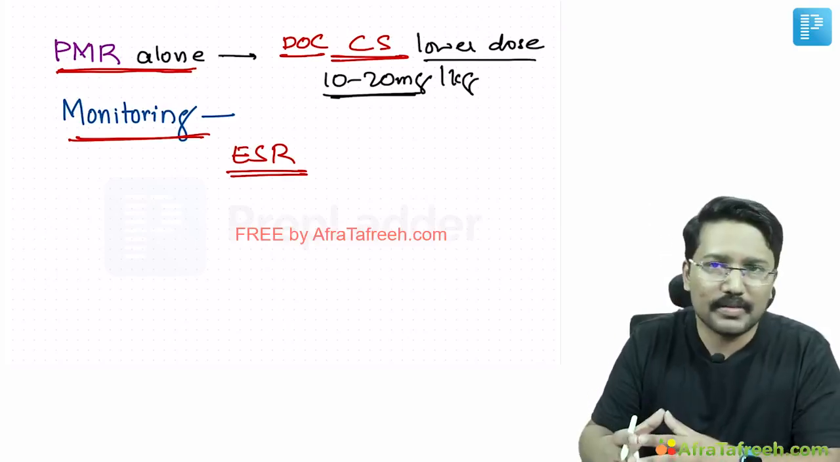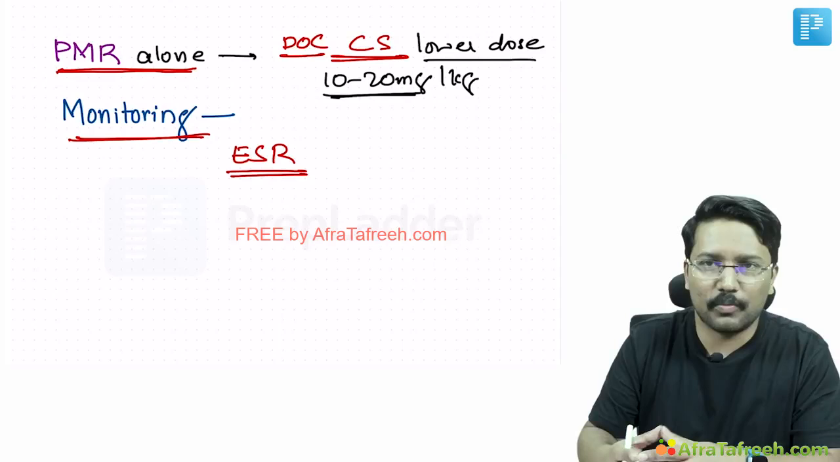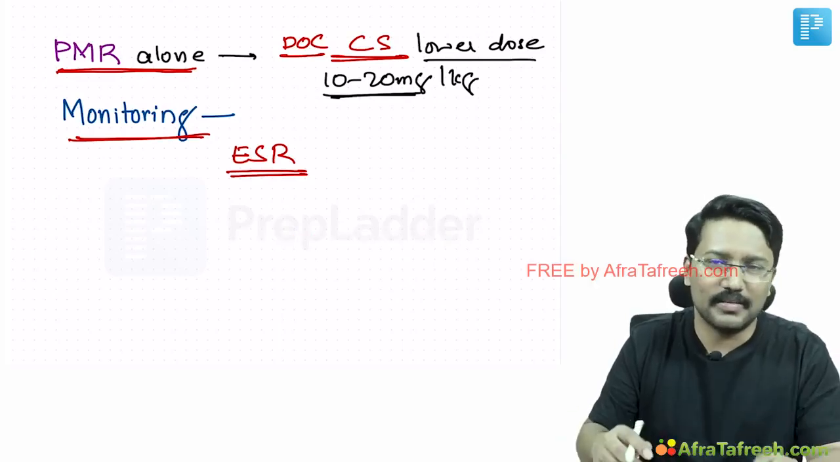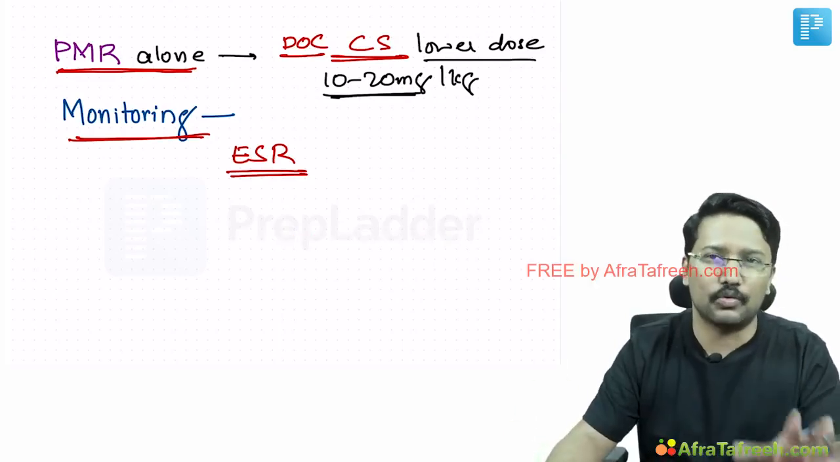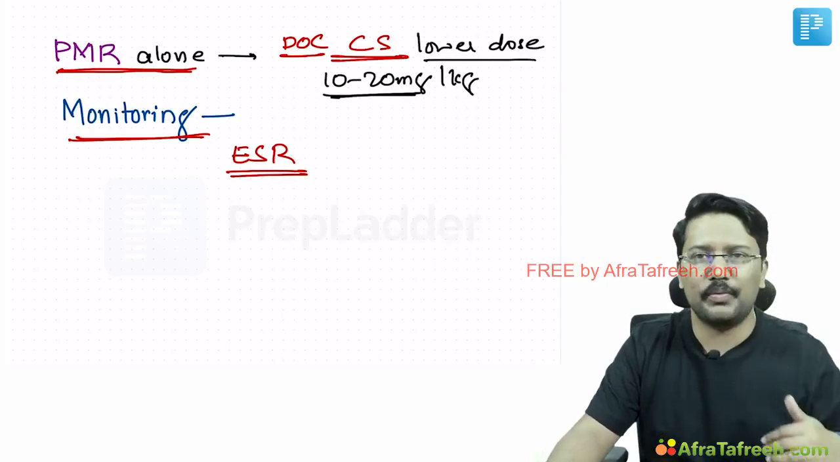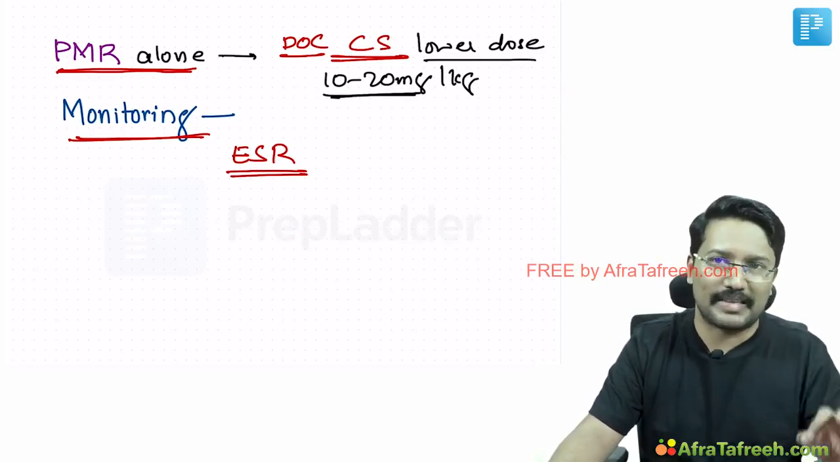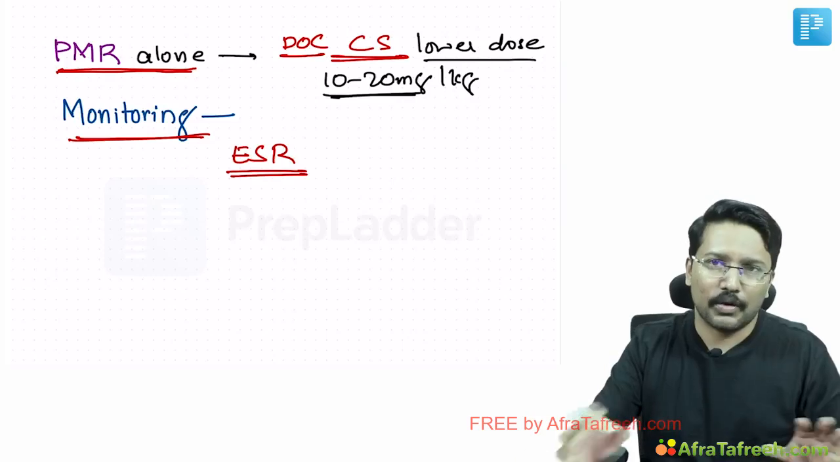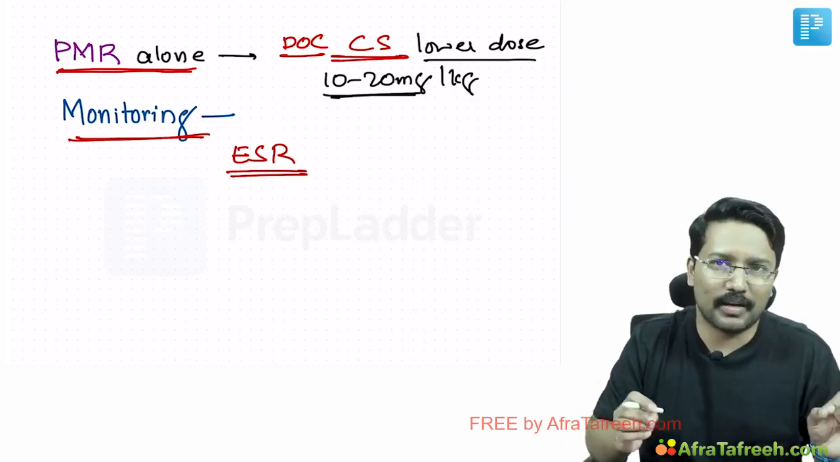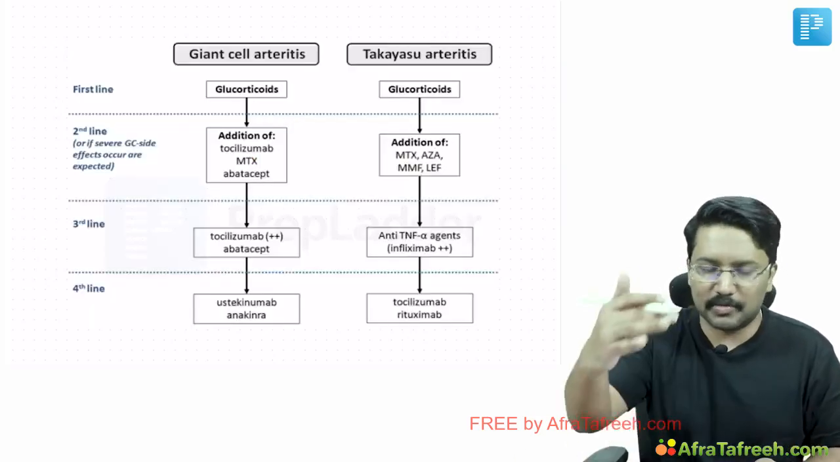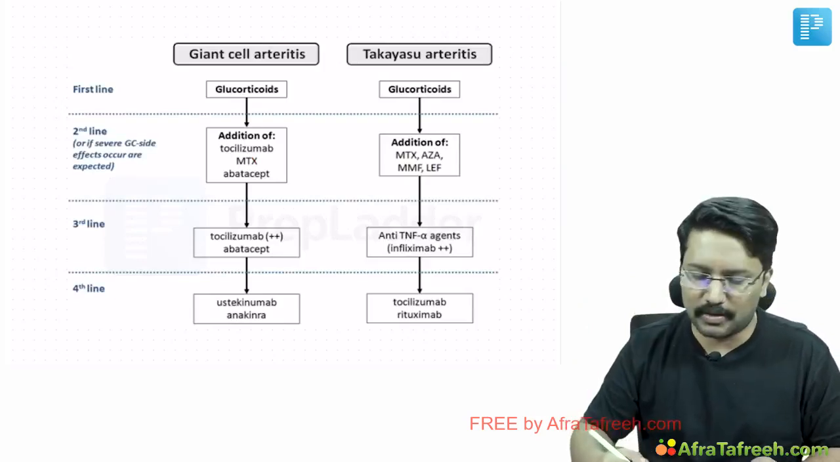Right. Guys, I do sense that there may be important questions coming from this topic, mainly about making decisions in terms of management, especially when glucocorticoids have failed. So we should be very much aware and sure about the second, third and fourth line agents. So I have tried to make a summary of both Takayasu as well as giant cell management in the form of first, second, third line and fourth line agents.